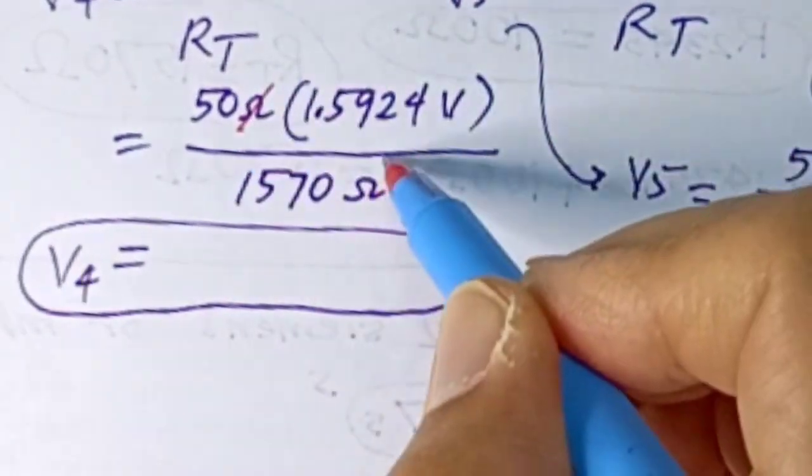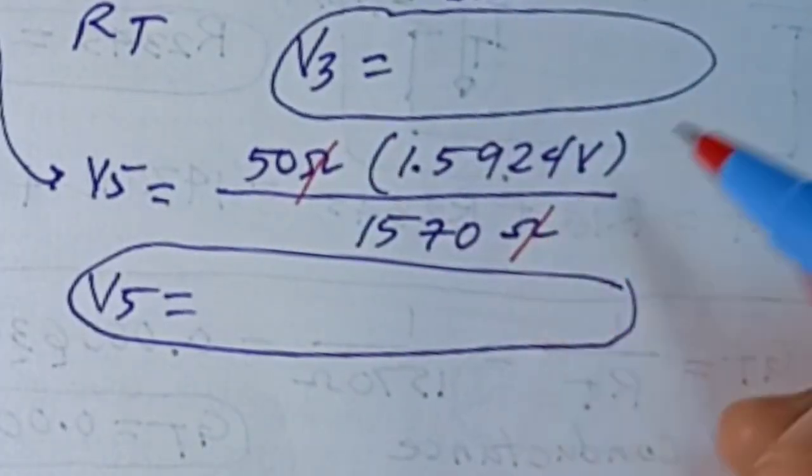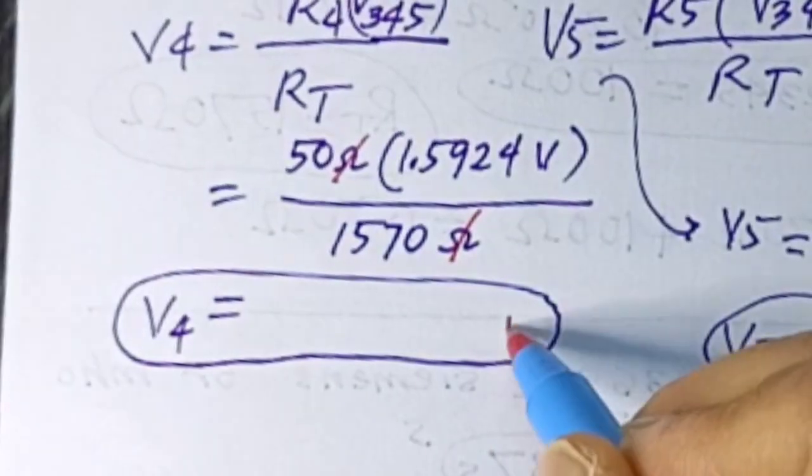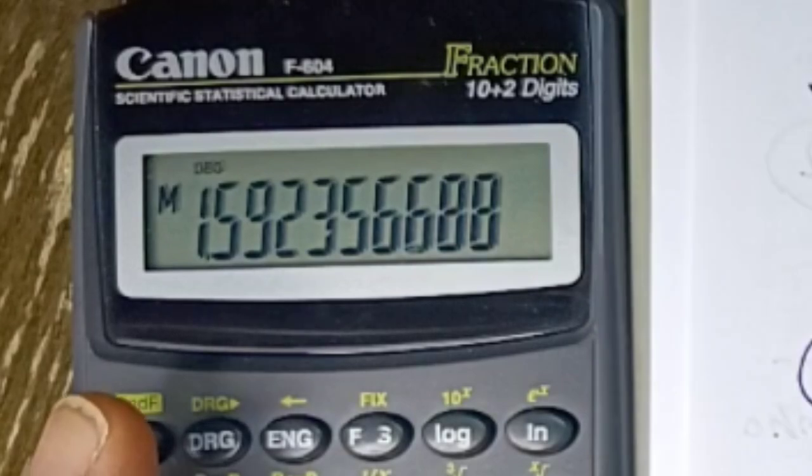Now, by rule of mathematics, we can cancel the ohms here, and we'll cancel the ohms here. That's why the answer will be volts. The unit. Don't forget the unit. Now, let's calculate.